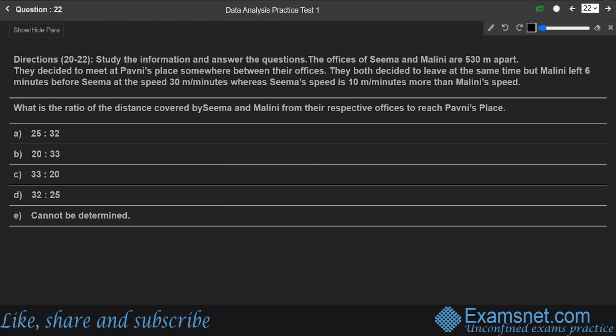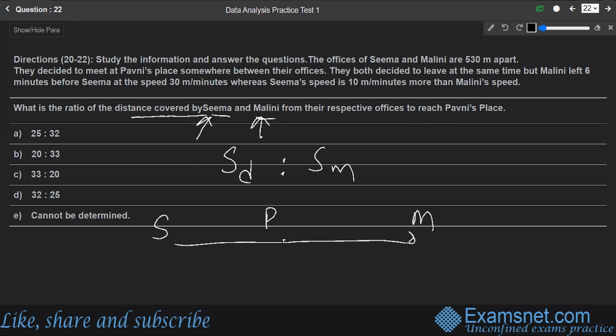Now, what is the ratio of distance covered by Seema and Malini from their respective offices to reach Pavani's place? Okay, so we have to see the distance covered by Seema is to the distance covered by Malini. We have just seen that diagram. Seema was here, Pavani was here, and Malini's original position was here. This distance was 330 meter. This distance was the x value, which we calculated to be 200 meter.